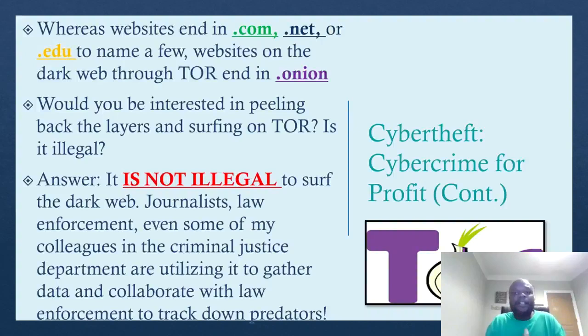It is a free router. You can freely download it on your computer. You can freely surf the dark web. Journalists use it. Law enforcement officials use it. As I said before, some of my colleagues, former colleagues now, in the criminal justice department use it to gather data and collaborate with law enforcement. But here's my take, right? If you're going to get on the onion router, if you're going to go on Tor, you better know what you're doing, right?